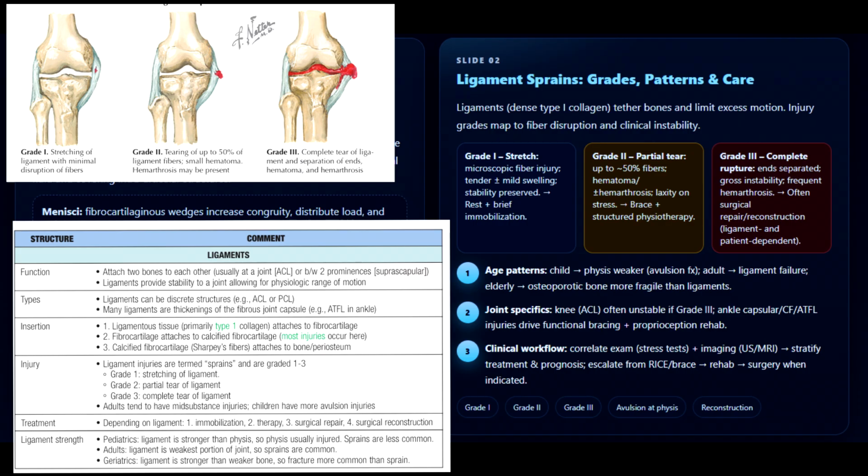So, in summary, what we see here is not merely anatomy in isolation, but anatomy applied directly to clinical reality. The way the elegant structure of a synovial joint, reinforced by its ligamentous framework, can be compromised in predictable patterns of injury. Understanding these patterns is what allows us, as clinicians, to correlate physical examination with imaging, to stratify treatment, and to counsel patients about prognosis.